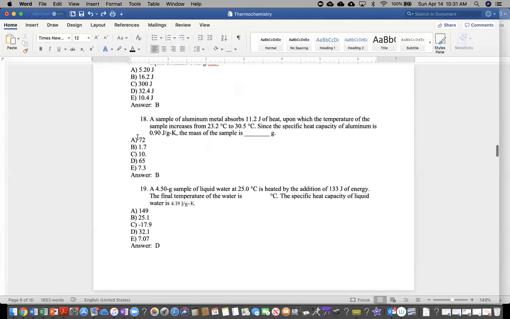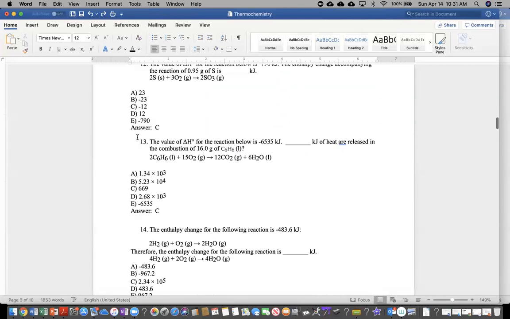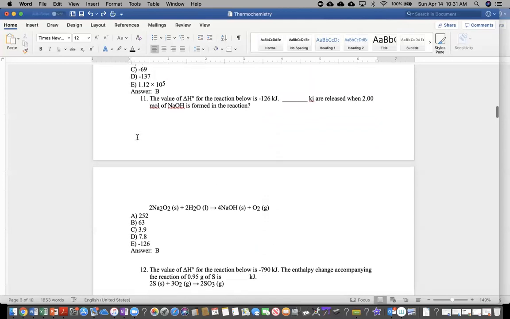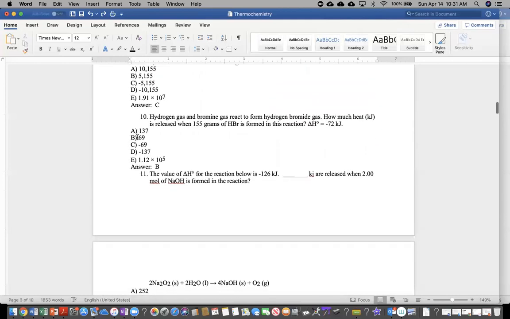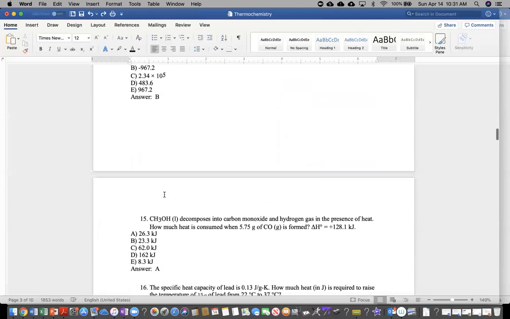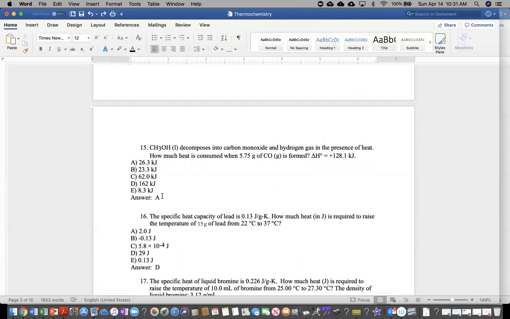Those will be from number 10 onwards, like 10, 11, 12, 13, 14, 15. So that'll be on Wednesday, actually, right? Yeah, I'll post a quiz on Tuesday.